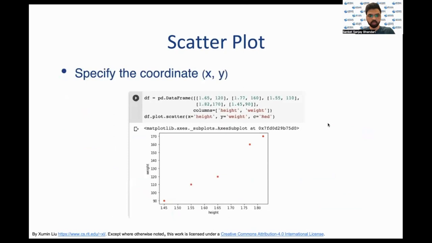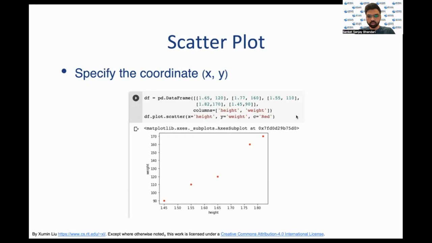This is an example of scatterplot. And in scatterplot, we need to specify the coordinate, that is x and y axis. As you can see here, we have specified what x indicates and what y indicates. So x is height and y is weight.